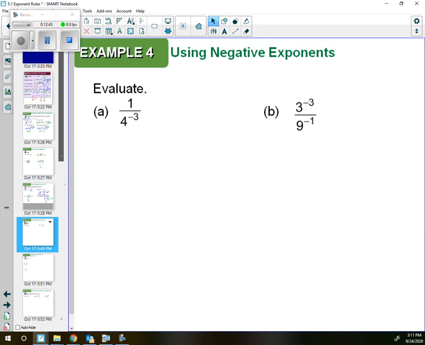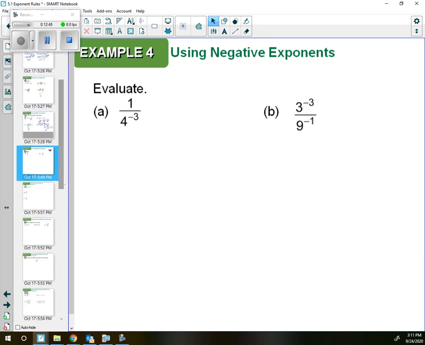All right, so what about negatives in the bottom? Let's go the other direction. Let's see if we can do this. 1 over 4 to the -3rd. So remember, negative exponent in the denominator means reciprocal, so that's going to go to the numerator. So pause and see if you can rewrite that. What would that look like?